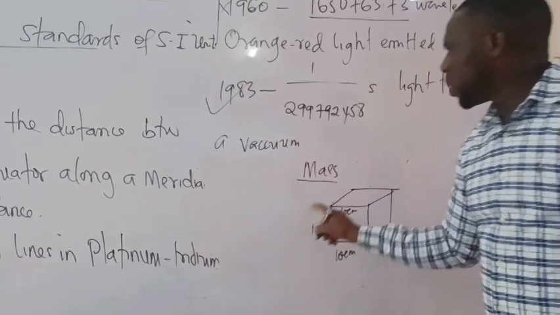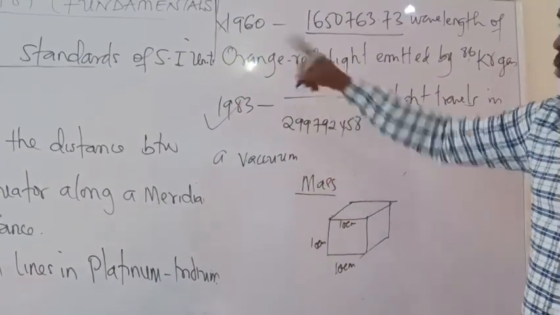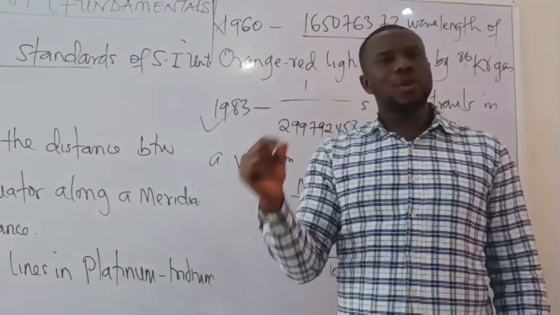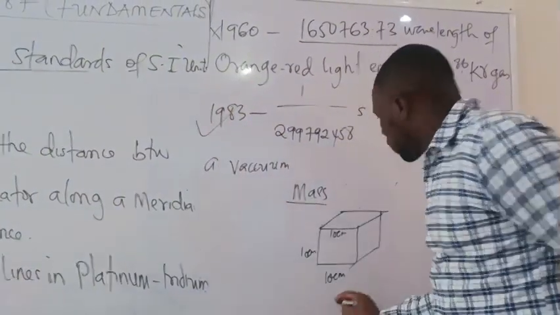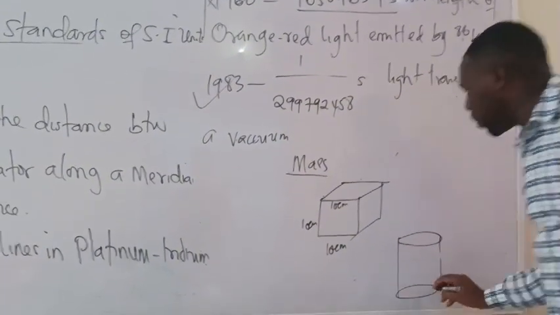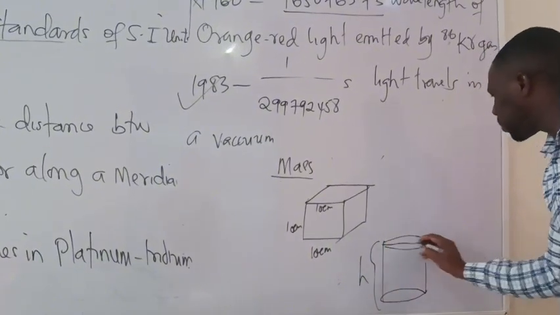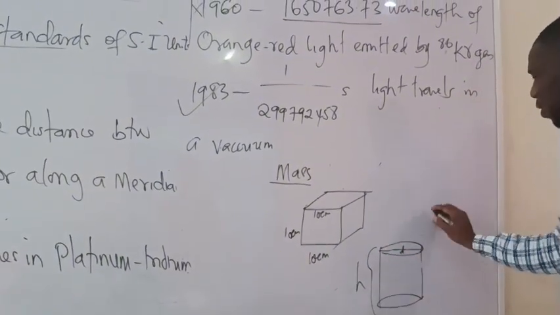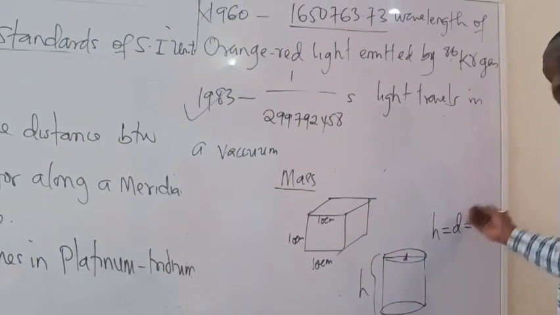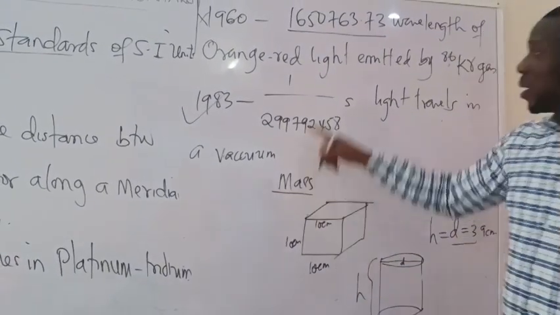Then later on, the standard for mass, which is the kilogram, became the mass of a platinum iridium alloy cylinder. It was defined in terms of a cylinder made of platinum iridium alloy whose height and diameter were the same. If you get a platinum iridium alloy cylinder whose height is the same as the diameter, which is 3.9 centimeter, that was the reference standard in which the mass was defined.